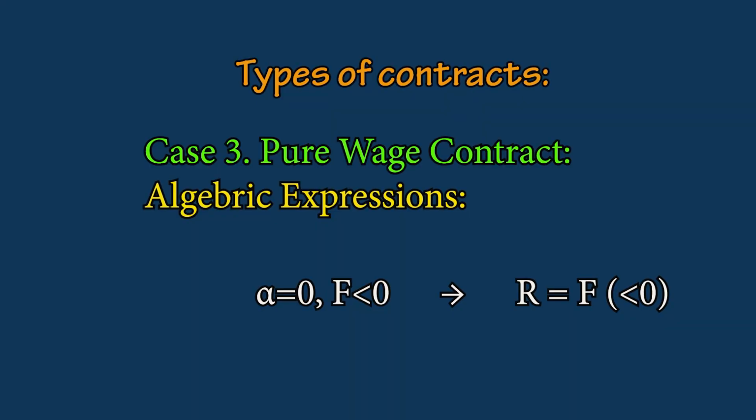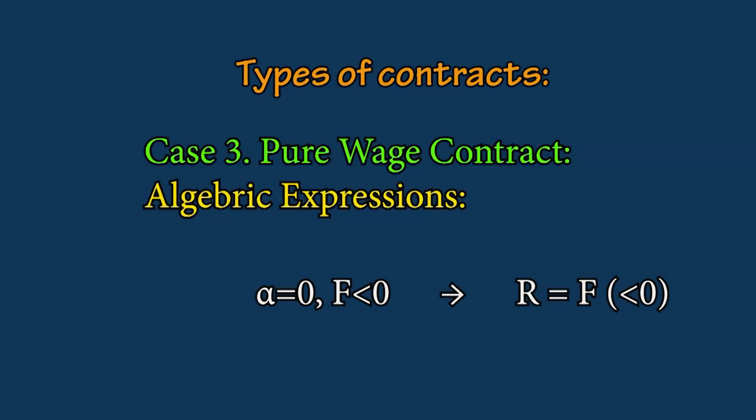In case 3, let us assume that alpha is equal to 0 and f is negative. Again, in this situation, the total rent earned by the landowner will become equal to capital F. But there is a difference. What is the difference? In case 1, the value of f was something positive, but here the value of f is something negative.